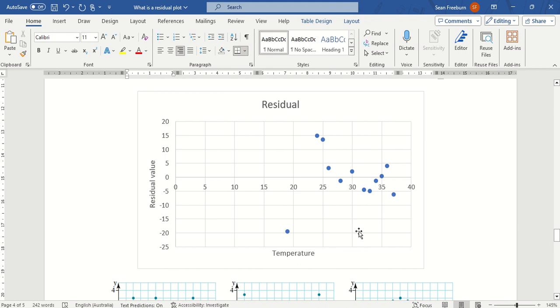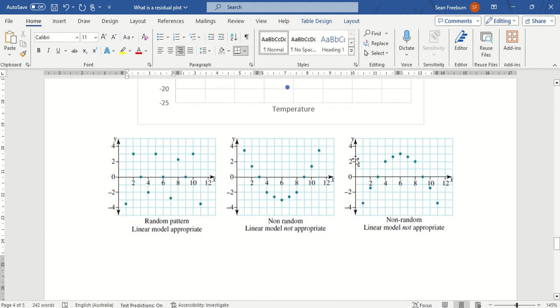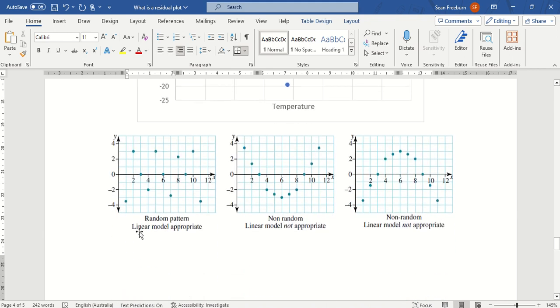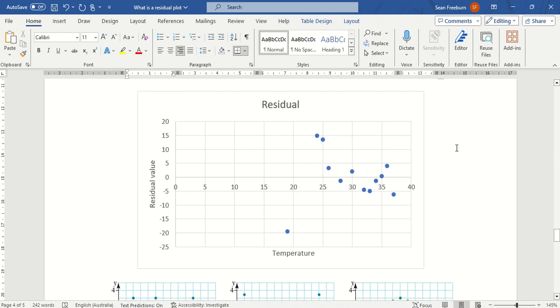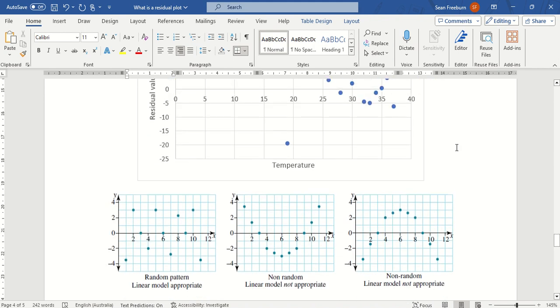Now, why is it good that it's random? Well, a random distribution of dots tells me a linear model is appropriate. If it's not random, so if I end up with a parabola or an inverted parabola or even a straight line going like this, then a linear model is not appropriate. Now, that's all you really need to know about residuals, but if you're curious why a linear model is not appropriate, I'm going to talk about that in part 2.